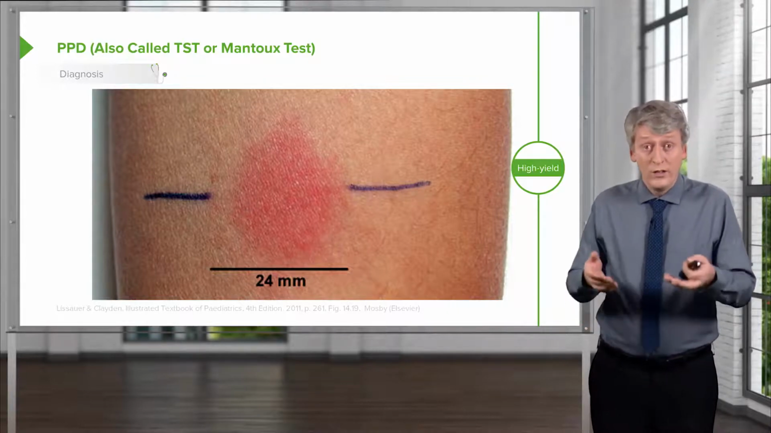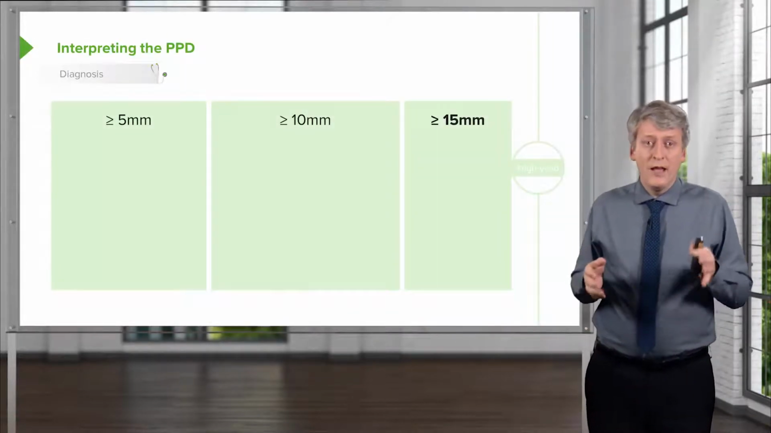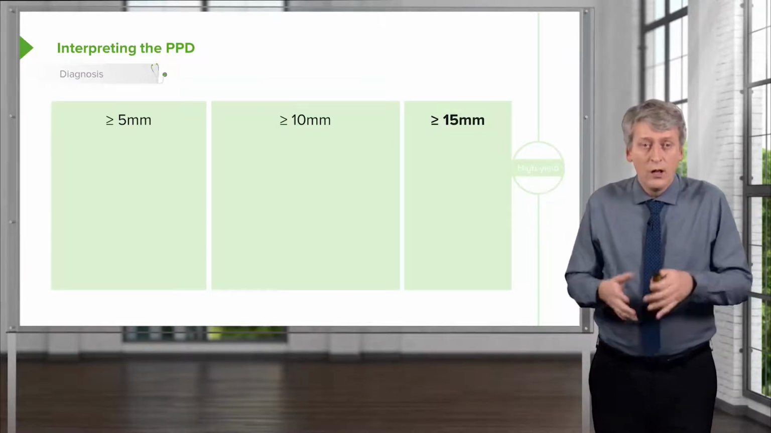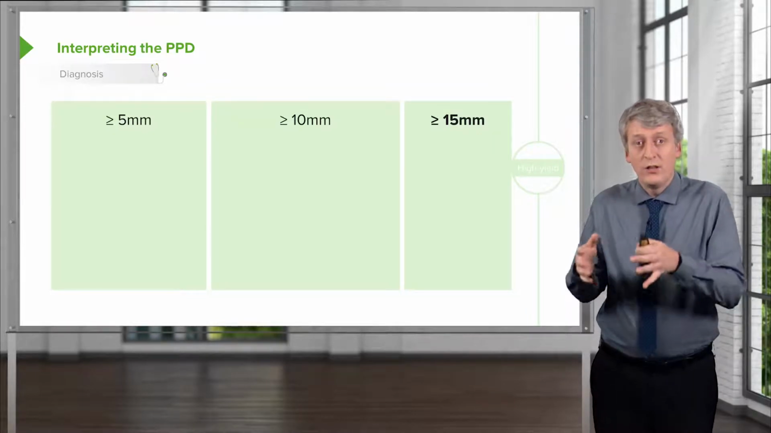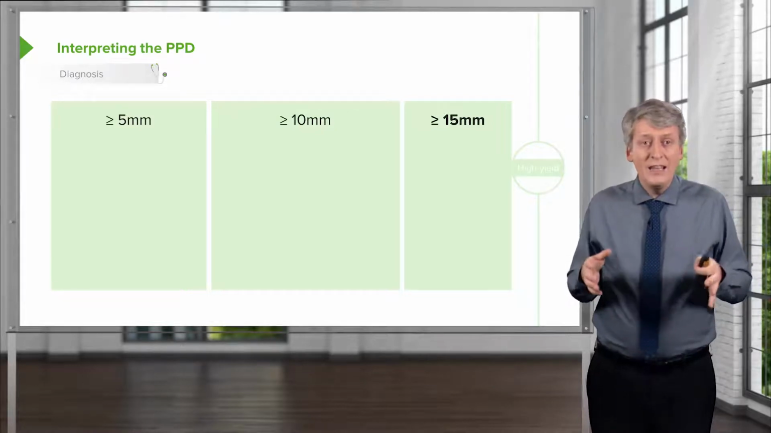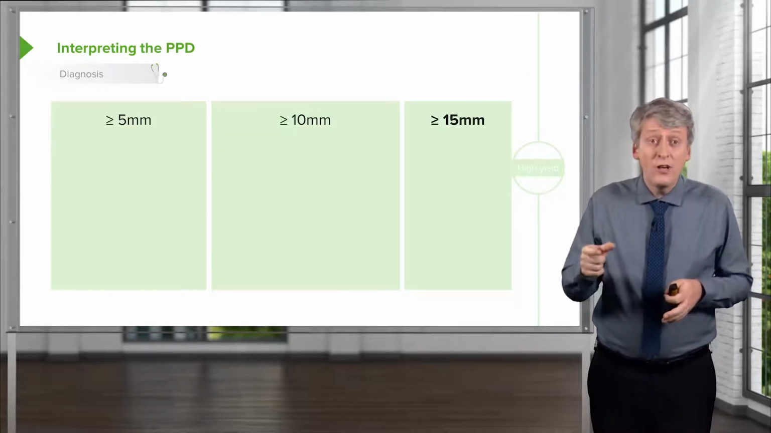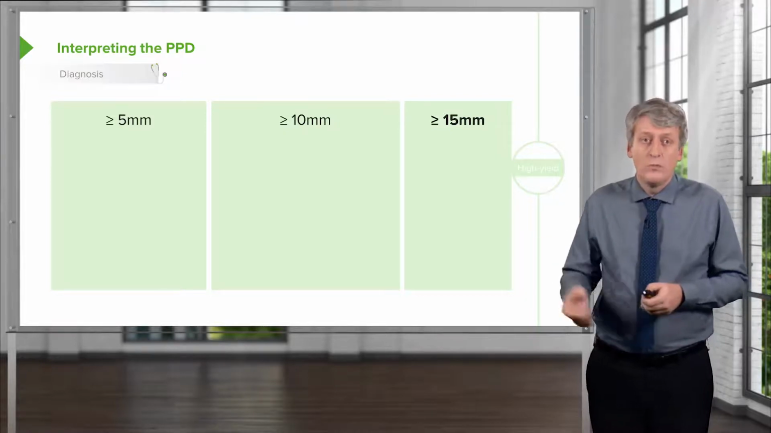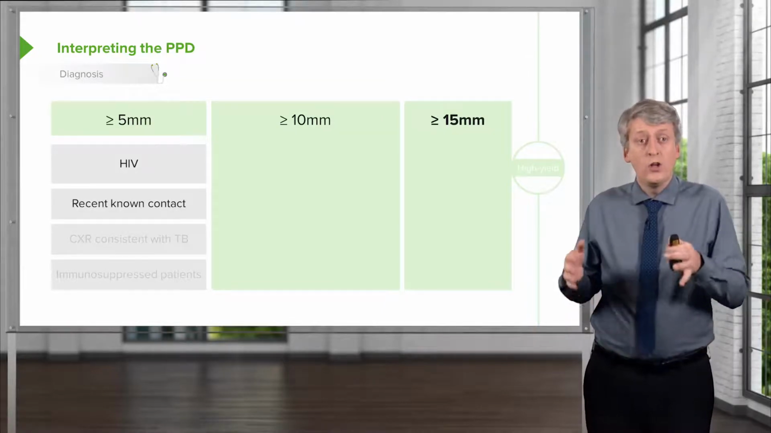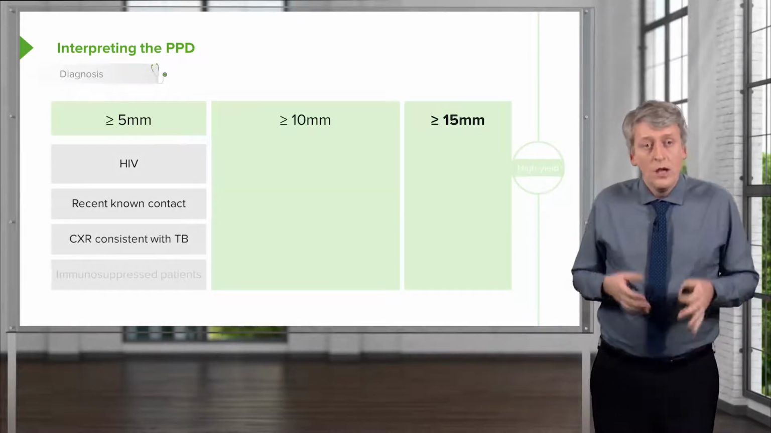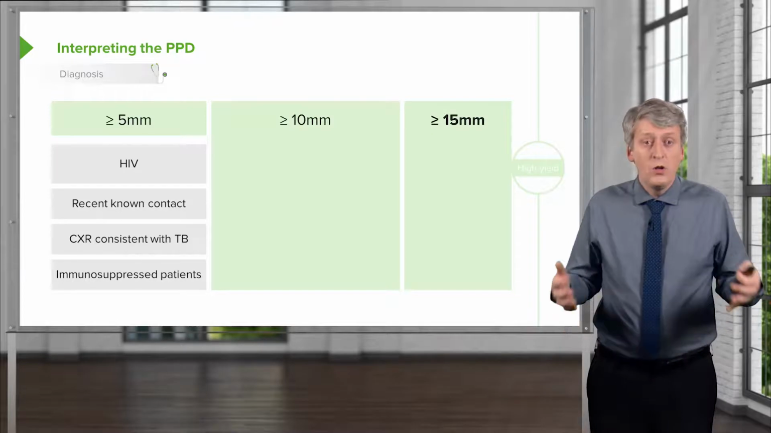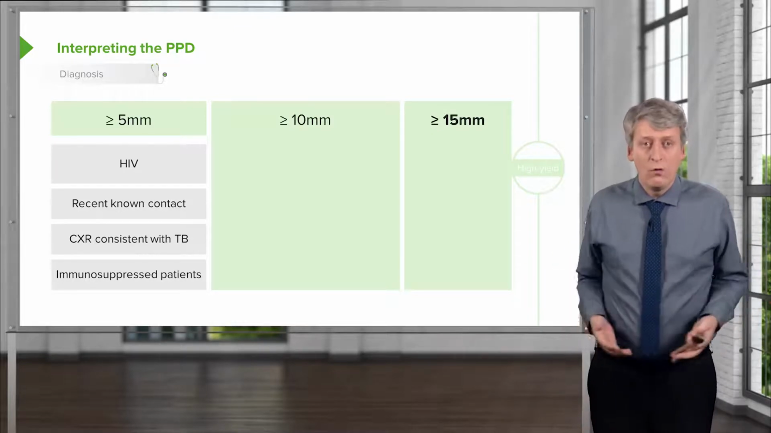Well, that's great, but what's normal? So what's normal depends on the clinical constituency of the patient you're taking care of. In other words, certain patients have certain numbers that are considered normal or abnormal. So in some patients, anything more than 5 millimeters is considered abnormal and evidence for exposure to tuberculosis. This is true in patients with HIV, patients who have a recent known contact with tuberculosis, patients who have a chest x-ray that's consistent with active tuberculosis, or patients with immunosuppression, say for example someone on chronic steroids.